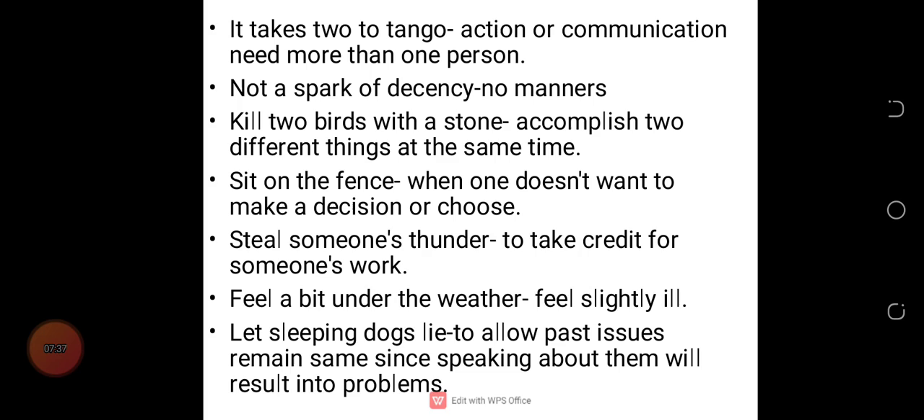Steal someone's thunder. To steal someone's thunder. To take credit for someone's work. That is the meaning.